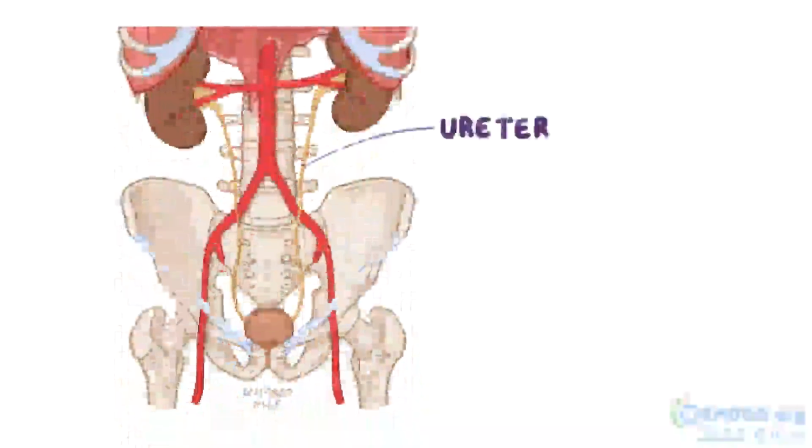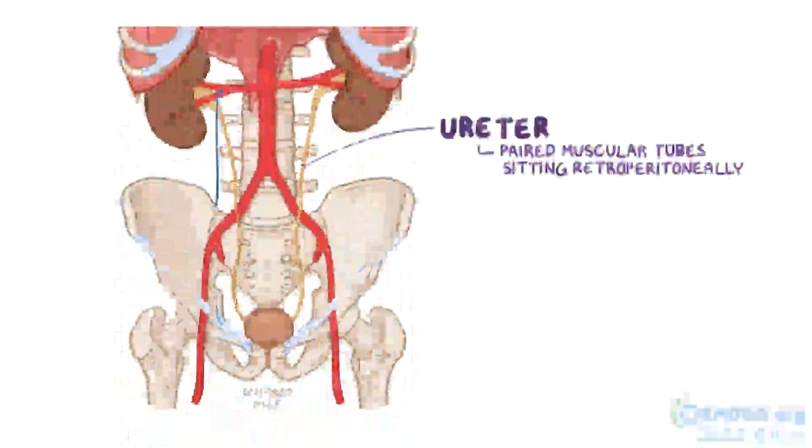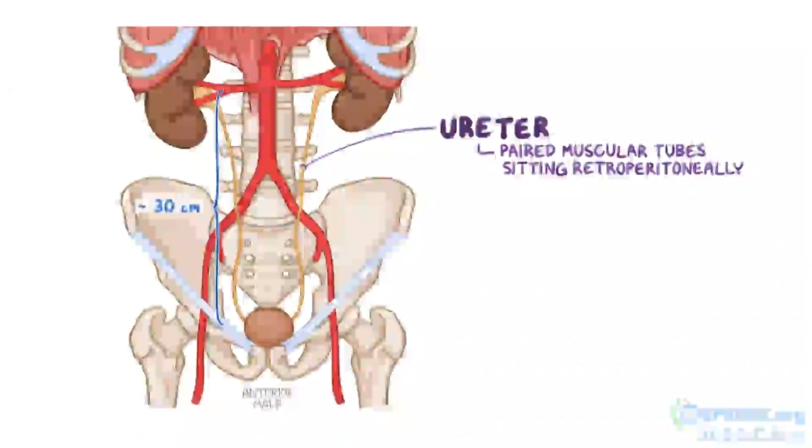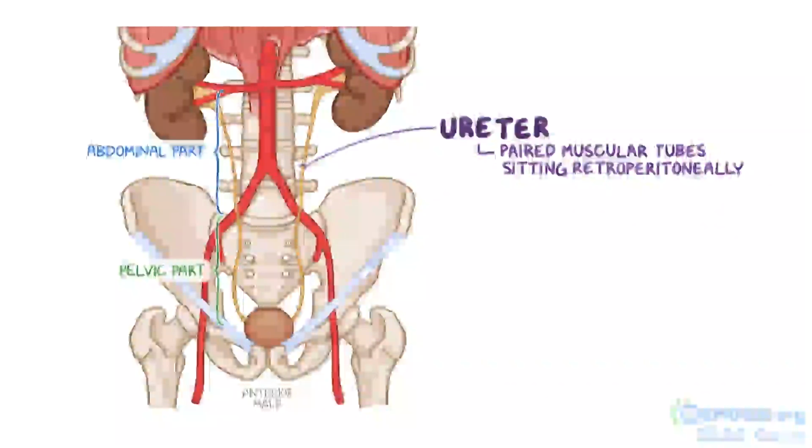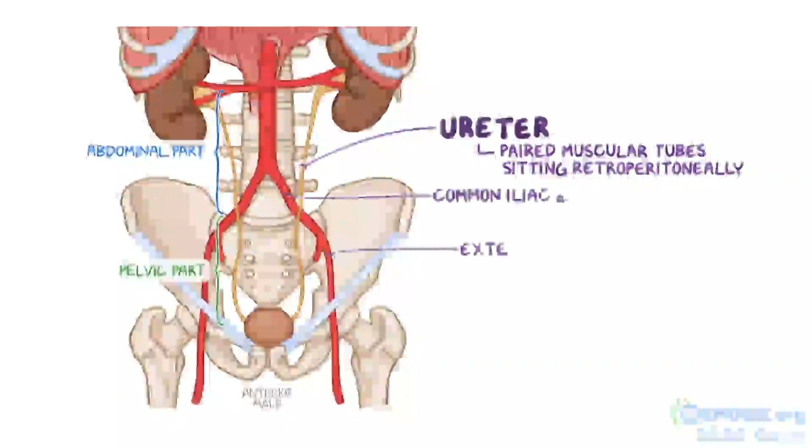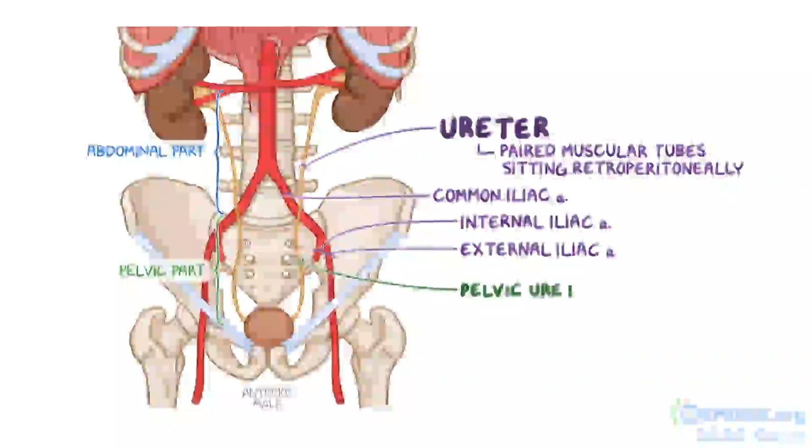Let's start with the ureters, which are paired muscular tubes sitting retroperitoneally that transport urine from the kidneys to the urinary bladder. The ureters are roughly 30 centimeters long and have 2 parts: an upper abdominal part and a lower pelvic part. The abdominal part starts at the kidneys and descends in the abdomen posterior to the peritoneum to reach the pelvic brim. Here, the ureters cross near the bifurcation of the common iliac arteries, where the external and internal iliac arteries begin, and are now referred to as the pelvic ureters.